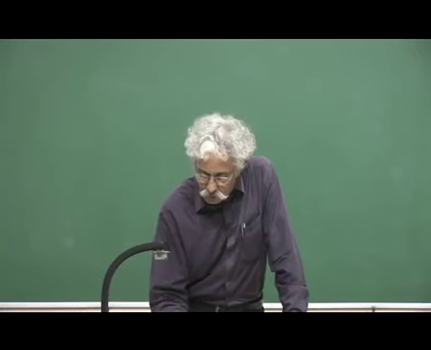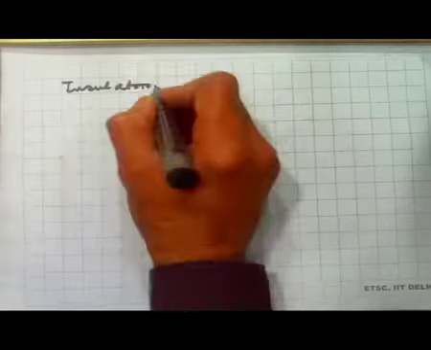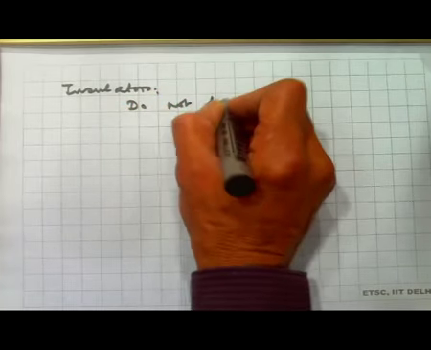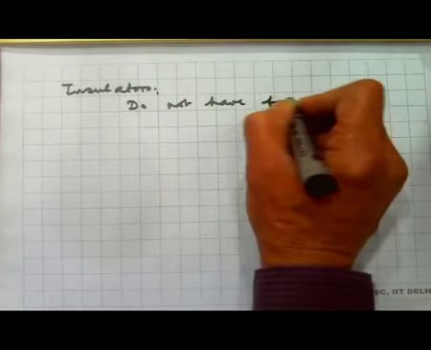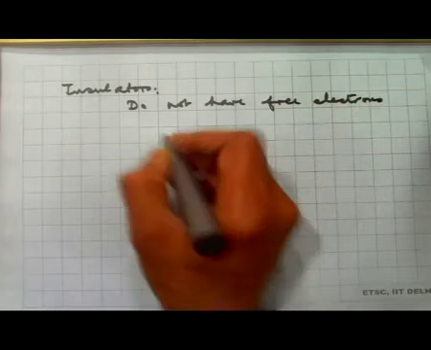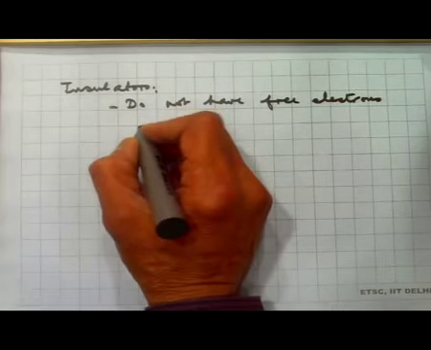Insulators, on the other hand, do not have free electrons which can move around the material.